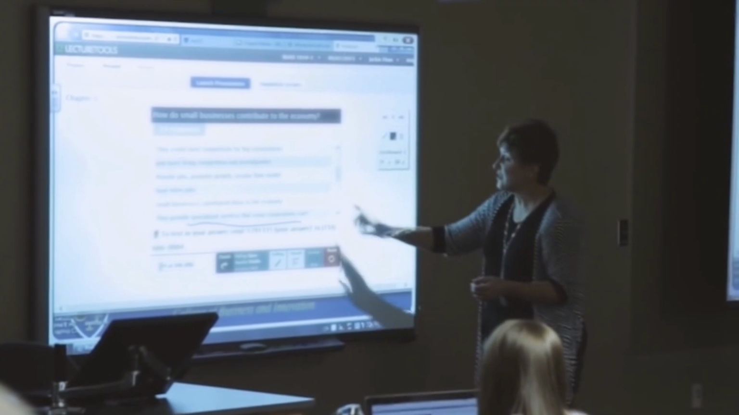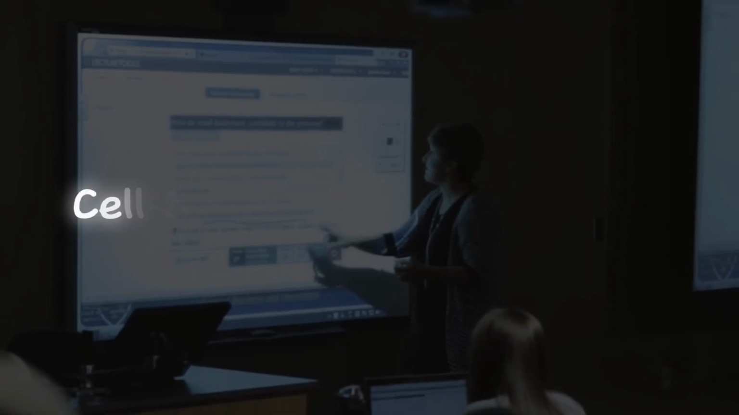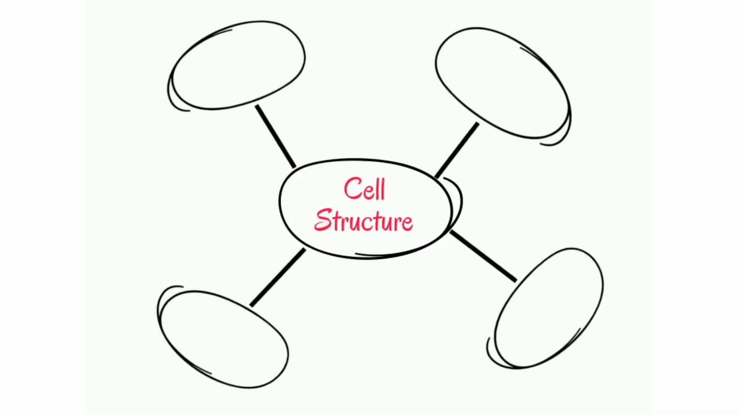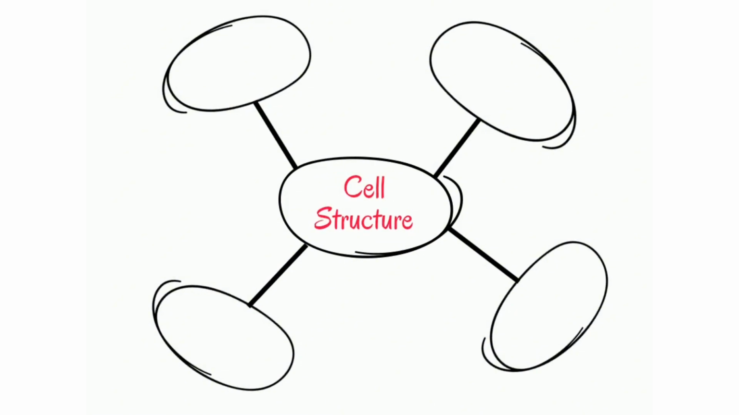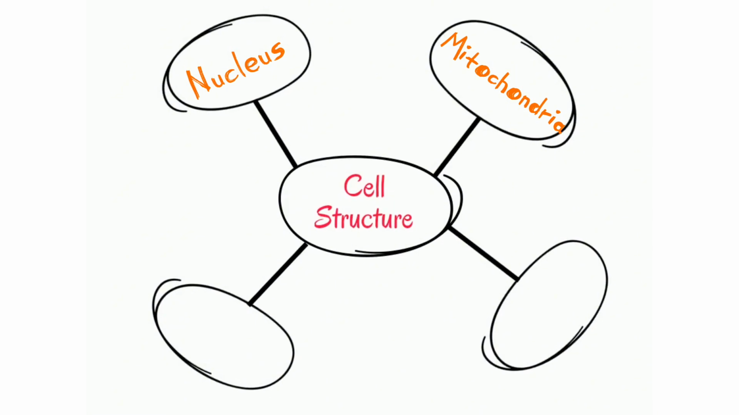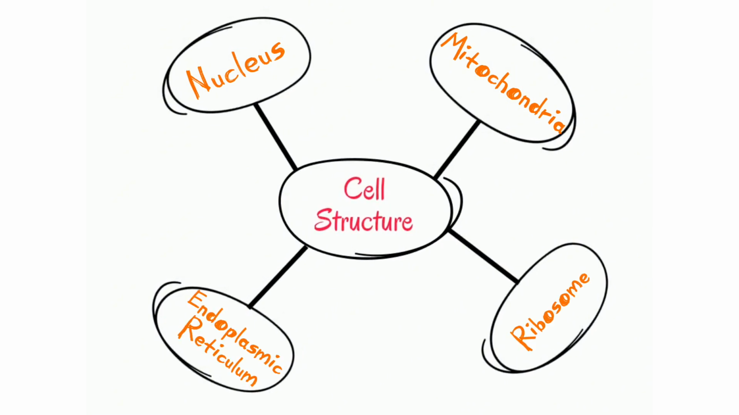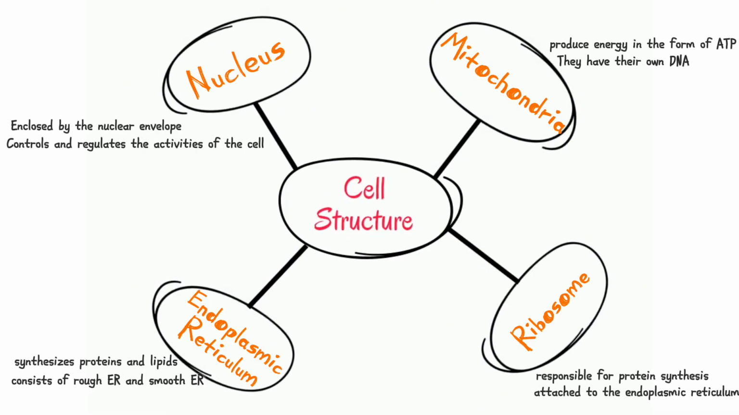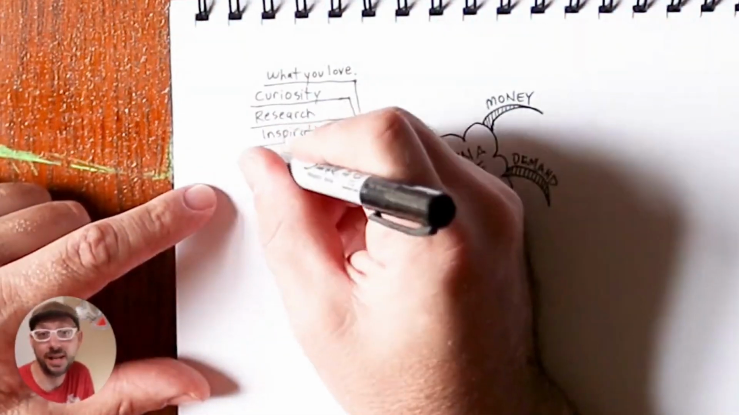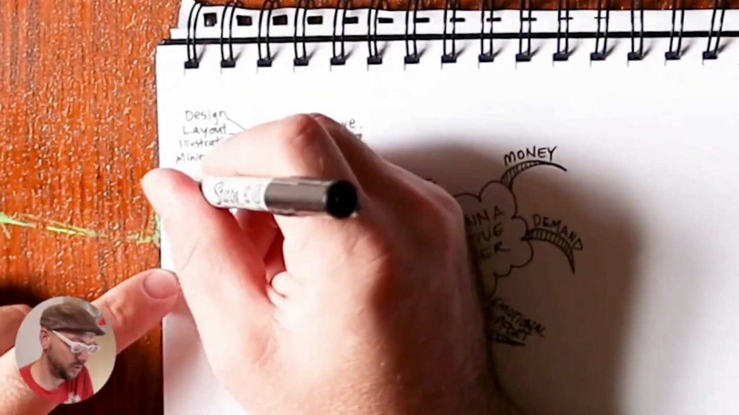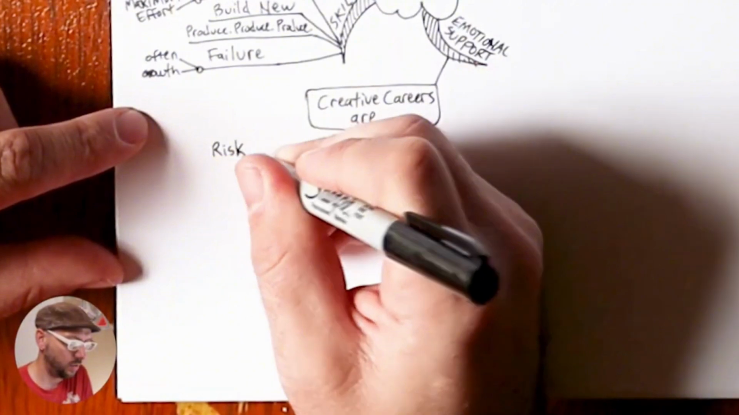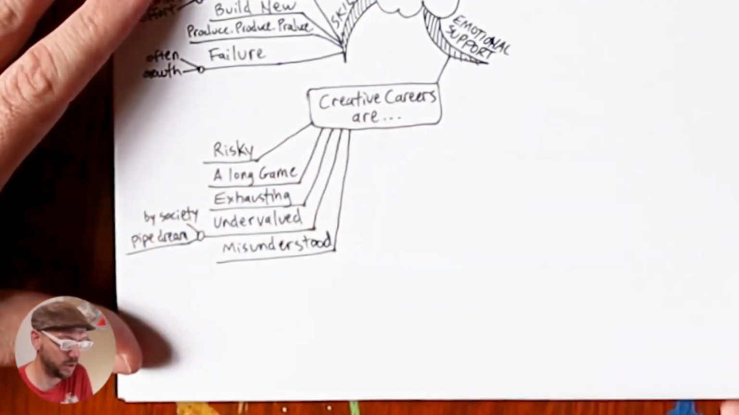Let's say you're attending a biology lecture on the topic of cell structure and functions. Using mind mapping, you start with the central concept of cell structure and branch out with subnodes for different organelles like nucleus, mitochondria, ribosome, and endoplasmic reticulum. From there, you can further expand each subnode with key characteristics and functions. This mind map allows you to visually organize the lecture material, making it easier to understand the relationships between different components of the cell and grasp the overall topic more effectively.